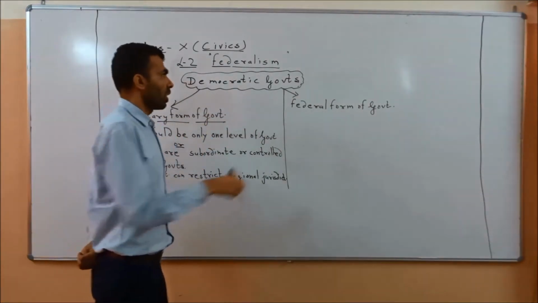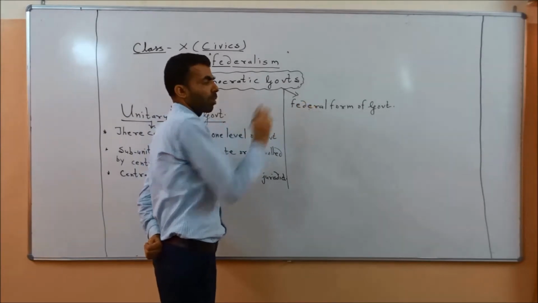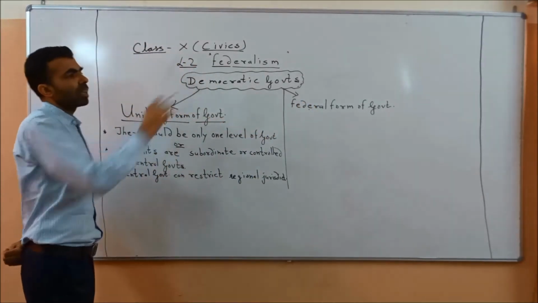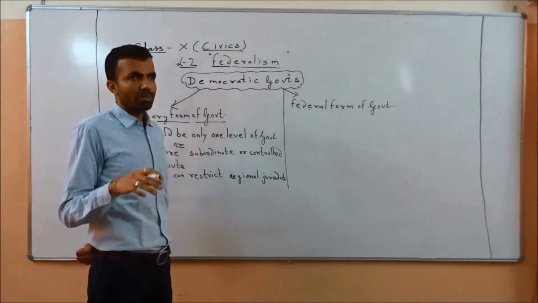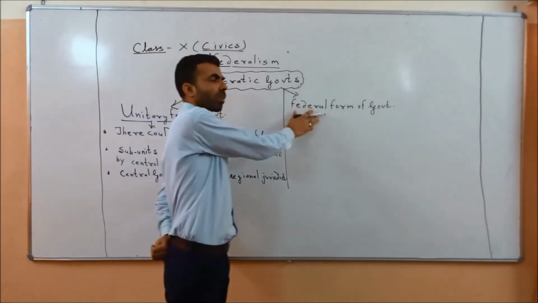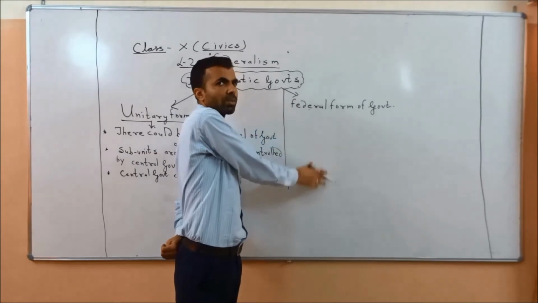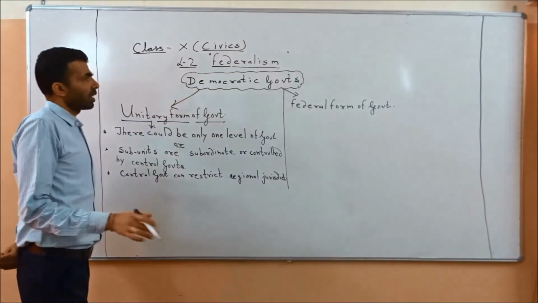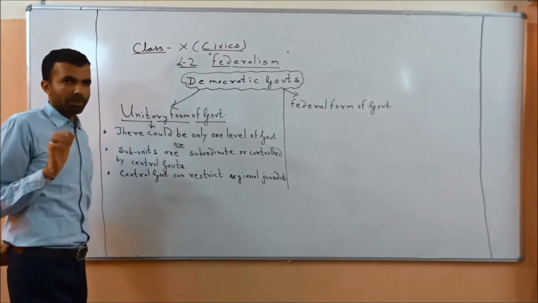This whole lesson is related especially to the federal form of government. So initially we'll be introducing you to the unitary, and then we'll be switching, and most of our discussion would be about the federal form of government, types of federation, and the features of federation. So let us understand what is the unitary form of government.